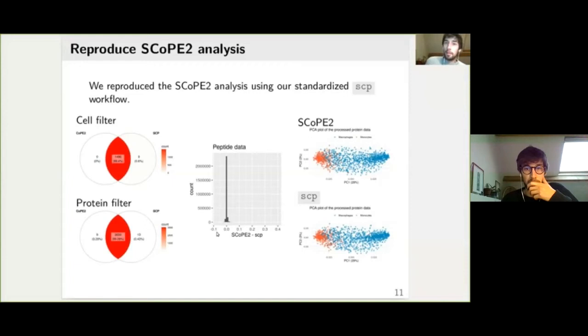Namely, one pattern that is of interest in the article was to separate monocytes from macrophages, and this is shown on the top right. You can see they had some custom PCA, and they could nicely, well, not perfectly, but nicely distinguish and separate macrophages and monocytes. If you look at the bottom right plot, this is what we get with our SCP tools. You can see that basically the pattern is conserved, and we could clearly reproduce the data.